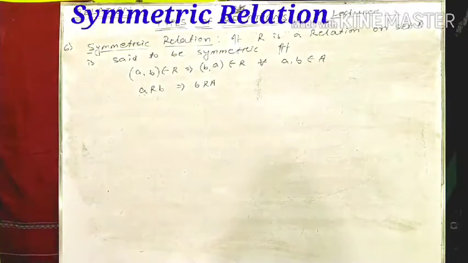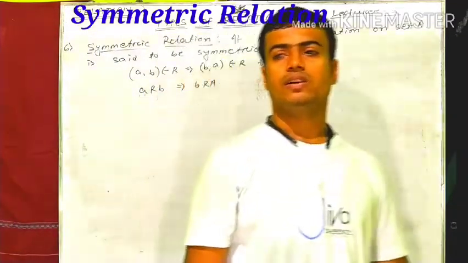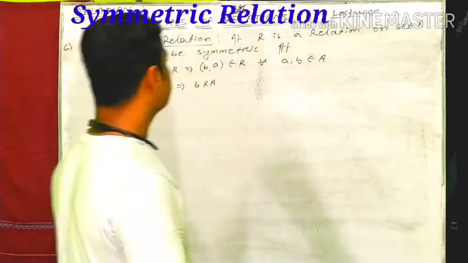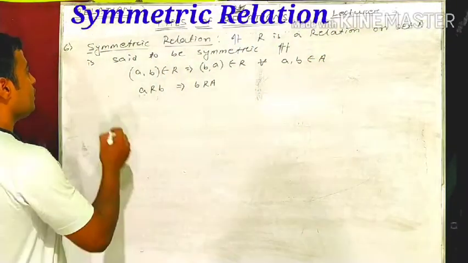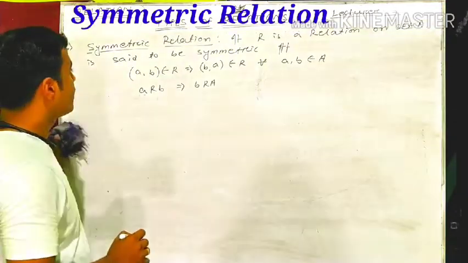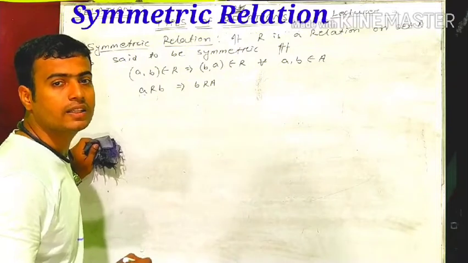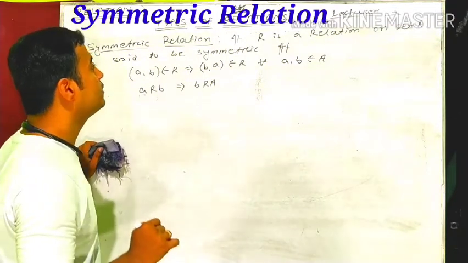In other words, we can say a relation is said to be a symmetric relation if there exist two elements a, b such that (a, b) belongs to R, then that implies (b, a) also belongs to R. This is called a symmetric relation.